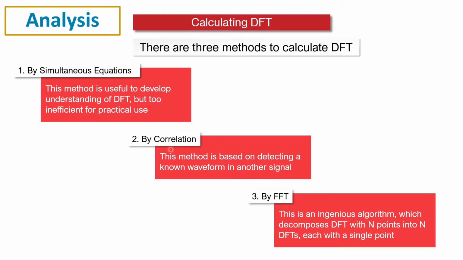And the second one is by correlation method, and correlation is actually used to find out the similarity between two signals. This method can also be used for calculating DFT. And third, and the preferable one and the most efficient one, is FFT, which stands for fast Fourier transform. It is an ingenious algorithm, very efficient, which decomposes DFT with n points into n DFTs with a single point. So this one is a very efficient one.